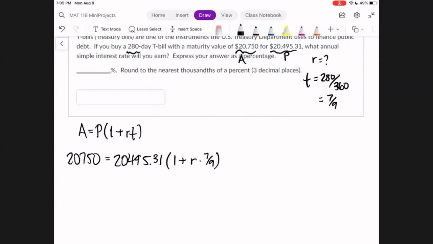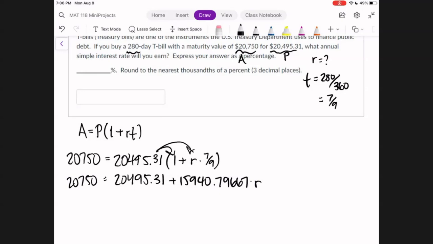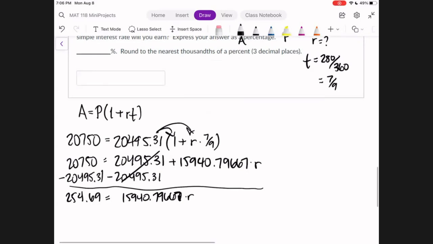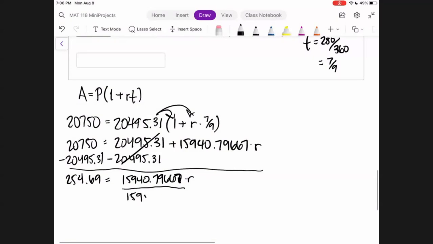Very similar. I'm going to distribute to both terms. So this number times that fraction, I'll do a few decimal places. I'll get 15,940.79667 times R. And then last but not least, I'm going to subtract the non-R term, so I'm going to move this term over. Let's cross out. So I get 254.69 equals 294.78667 times R. And then we need to divide by what's in front of the R because we want to solve for R.